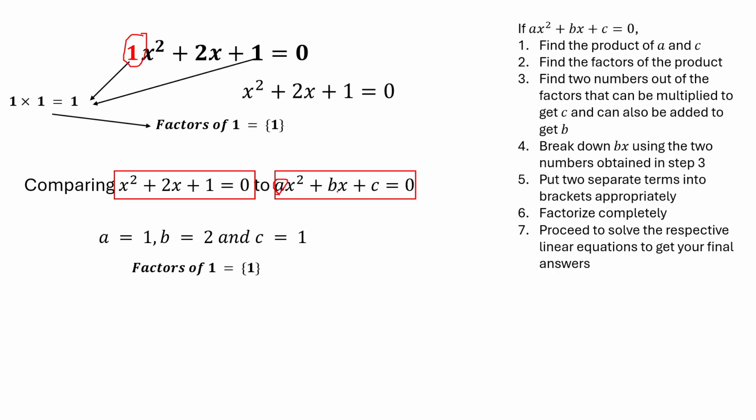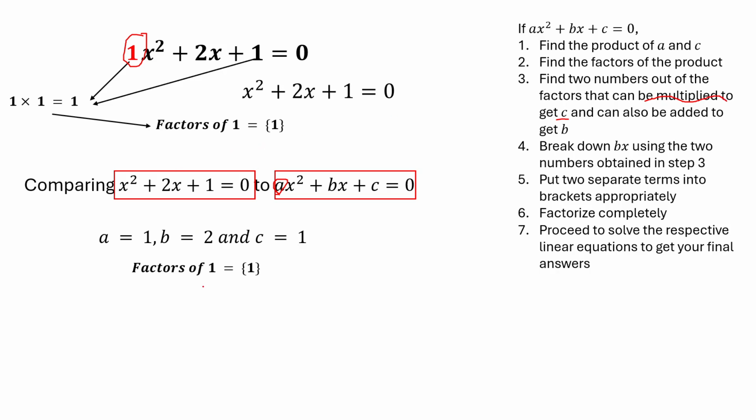Then the coefficient of x here is b, coefficient of x here is 2, so b is going to give us 2. This is c, this is 1, so the value of c is 1. So these are values of a, b, and then c. So the factors of 1, the two numbers we are picking from the factors of 1 should be such that if we multiply them, we are supposed to get c, right? Multiply them, we're supposed to get c.